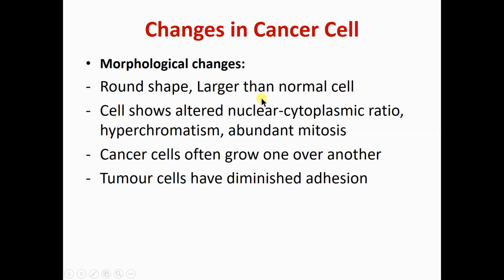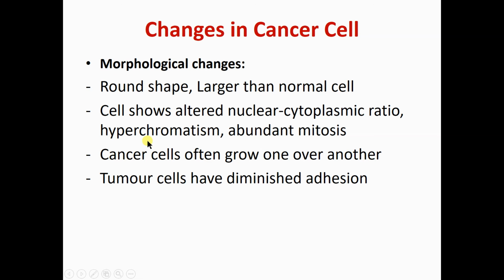Actually, the nuclear aspect of a normal cell is around a fourth or fifth part of the total cell. The cytoplasm is four parts, and only one part is the nuclear aspect in the normal cell. But in the cancer cell, the nuclear-cytoplasmic ratio becomes 1:1, meaning the nucleus area and the cytoplasmic area become the same, whereas in the normal cell the nuclear-cytoplasmic ratio is 1:4 or 1:6. So the nucleus becomes large.